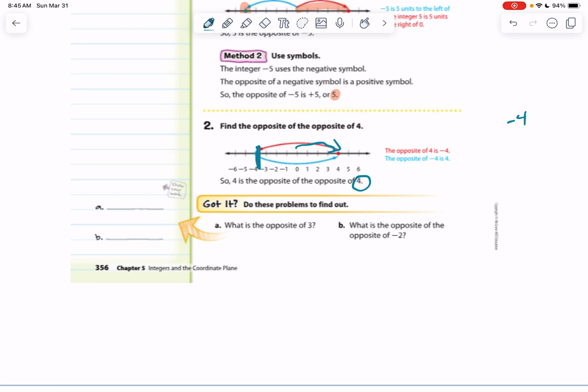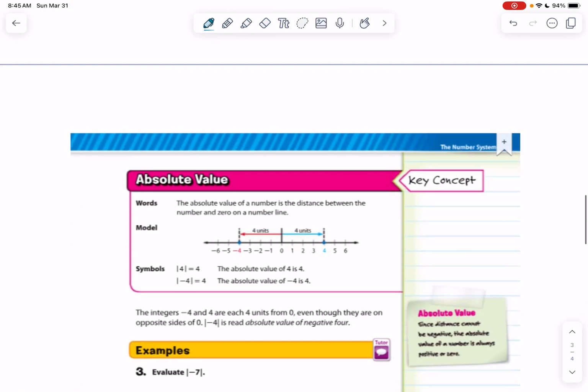Okay? So what is the opposite of 3? Well, that would be 3 in the negative direction, which is negative 3. And then the opposite of the opposite of negative 2. So first, the opposite of negative 2 is 2. Then the opposite of 2 is negative 2. So the opposite of the opposite of -2 is -2. They're going to bring that up a few times, so keep getting used to that tongue twister, basically.